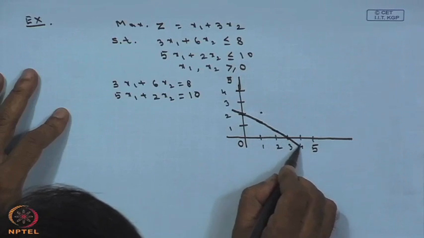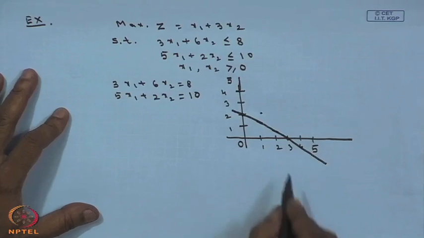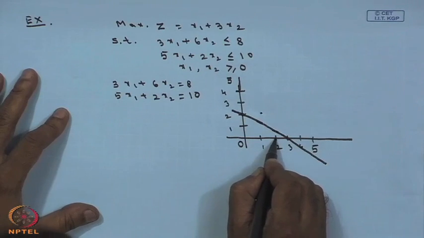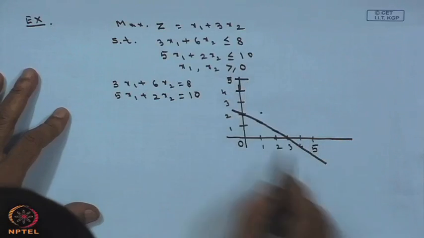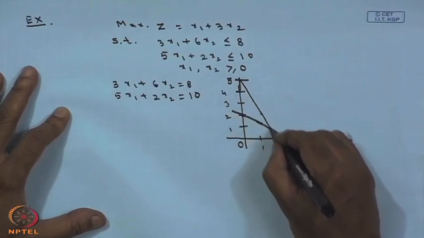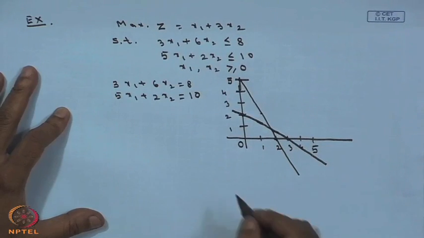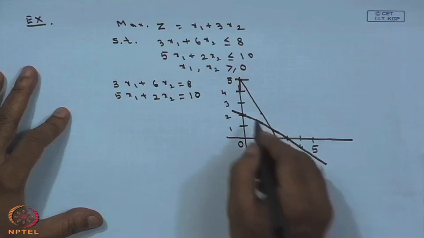So, if you draw the line, it will be 2, 3. Another point will be going by 2 and 5. This is your 5, this is the 2. So, if I draw the curve something like this, it will come. So, these two lines are there.